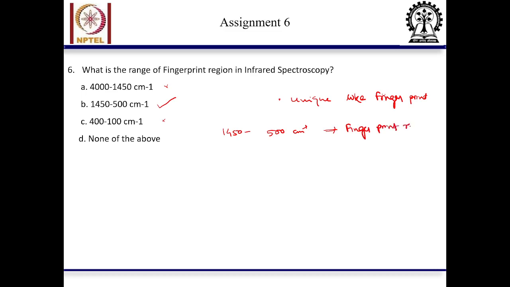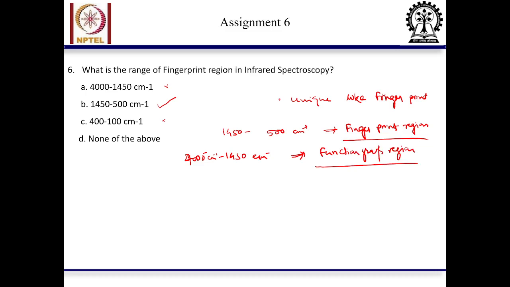Okay, and from 1450 to 4,000 centimeter inverse, this is called the functional group region. These things you have to remember. All the functional groups will come in this region, from 1500 to 4,000 centimeter inverse.